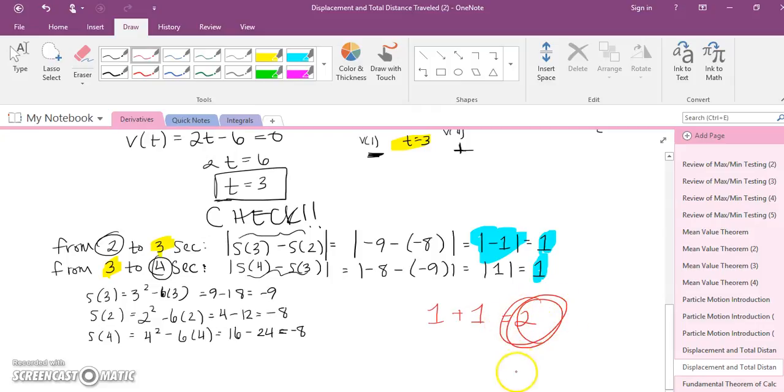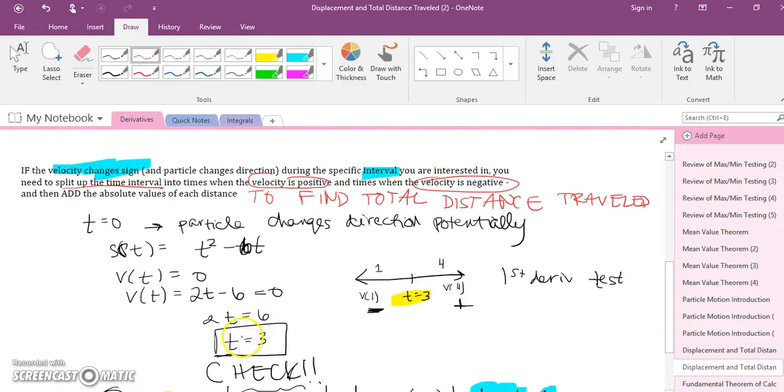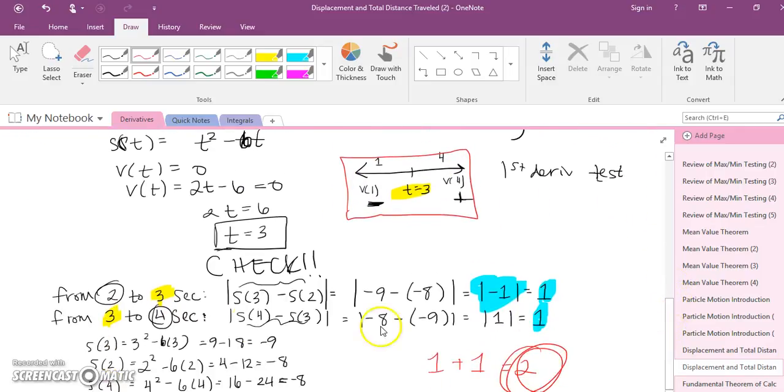They're going to get a little more complicated, but again, you must find when velocity is 0, check that the velocity is changing direction, and then split up your interval wherever the velocity changes direction. Find the little baby displacements, take absolute values, and add up those little baby distances to get the total distance.